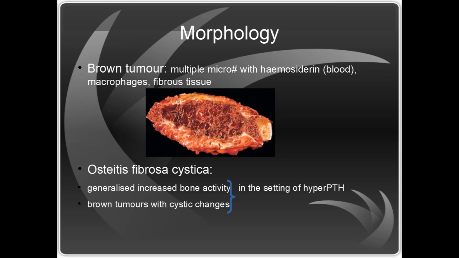There is one term that you will get to hear when you read about hyperparathyroidism, that is osteitis fibrosa cystica. So it is the term that encompasses generalized increase in bone activity along with brown tumors with cystic changes, which is seen in the setting of hyperparathyroidism.